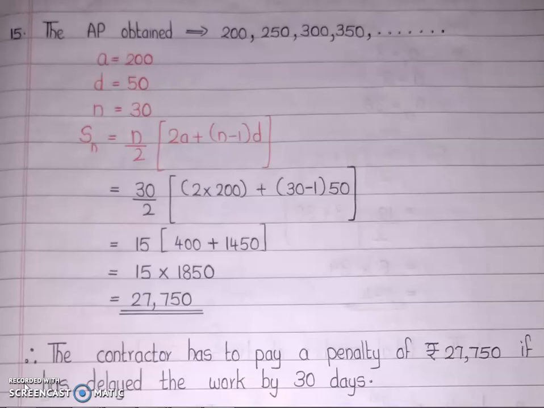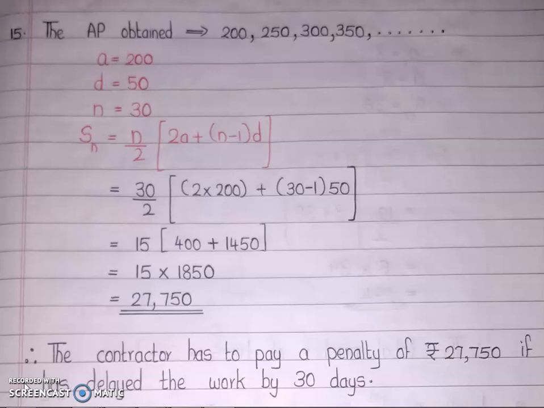And how many days are given? 30 days. You are asked the penalty for 30 days. So what is 30 here? Number of terms. So the first term is 200, common difference is 50, number of days, that is number of terms, is equal to 30. So the question is easy. You have to find the sum of 30 terms of this arithmetic progression.